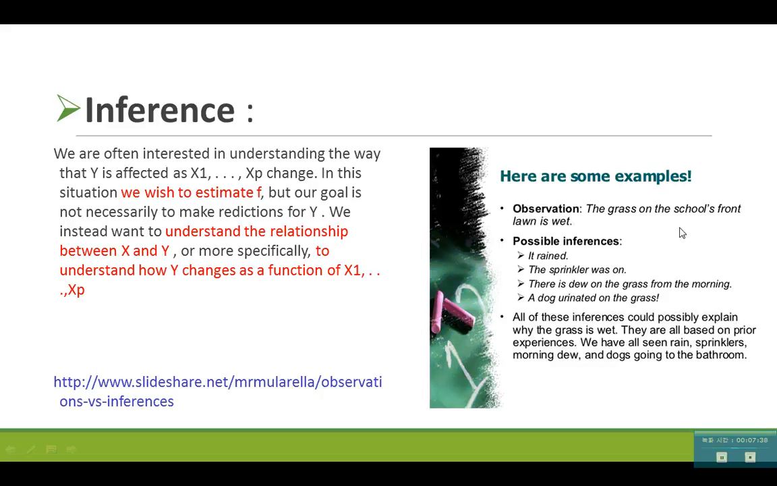For inference, I have mentioned one real life example: the grass on the school's front lawn is wet. Then what are the inferences? It may be rain, the sprinkler was on, there was dew on the grass. This kind of inference we give. Here also we instead want to understand the relationship between x and y. We give inference and we try to find out the relationship between x and y.